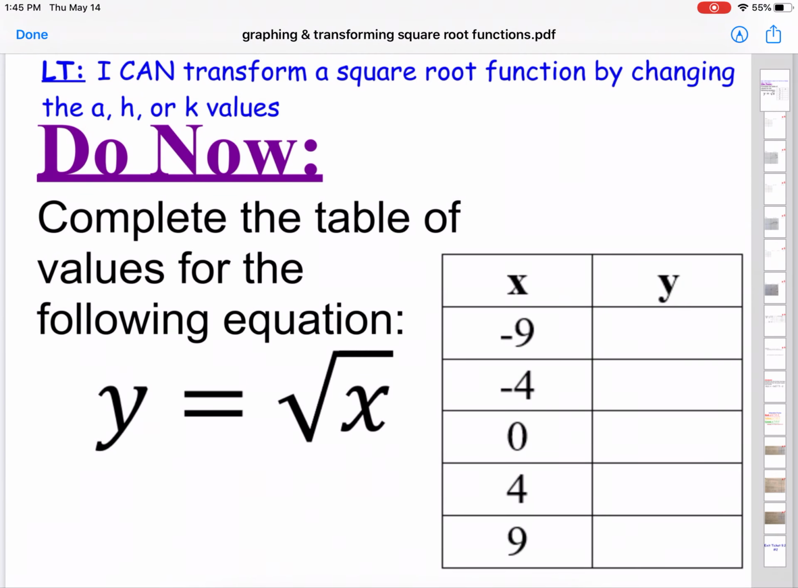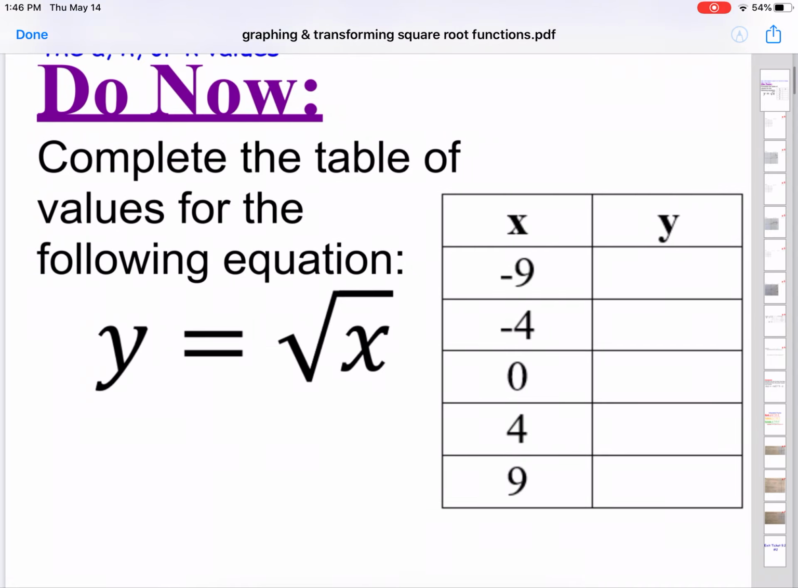Okay, today we're going to be looking at our last family of functions. So far we've done linear, exponential, quadratic, and absolute value. This last lesson is going to be about the square root function. So in this do now, we're going to start by just reviewing some basics about square roots.